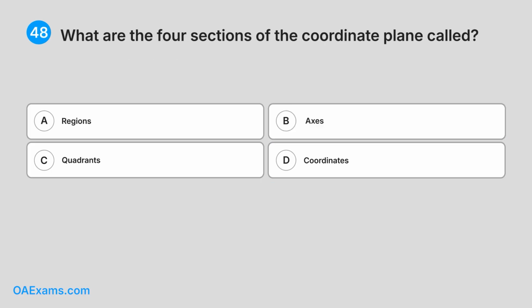48. What are the four sections of the coordinate plane called? A. Regions, B. Axes, C. Quadrants, D. Coordinates. Do you know the answer?